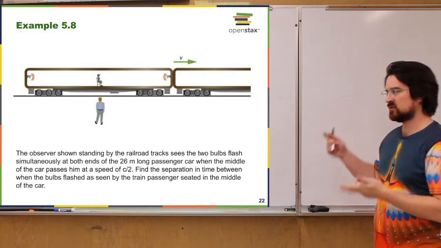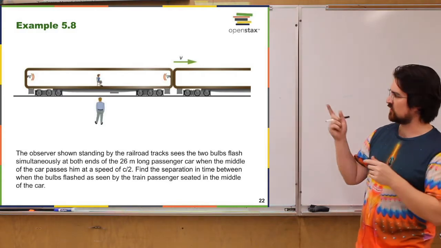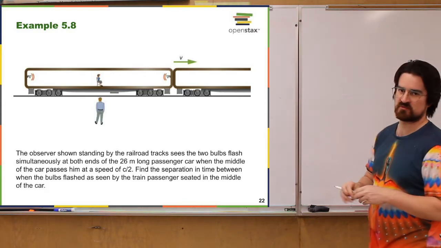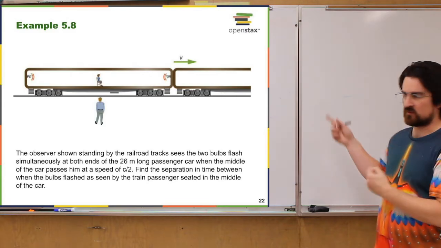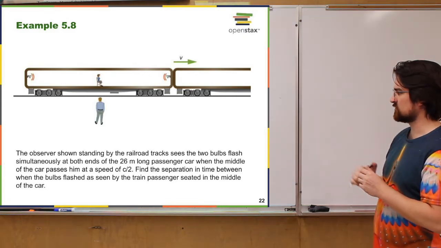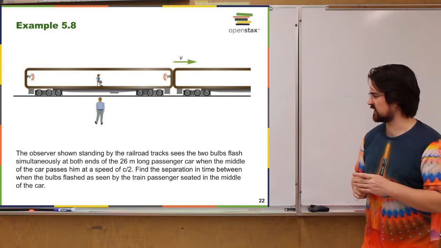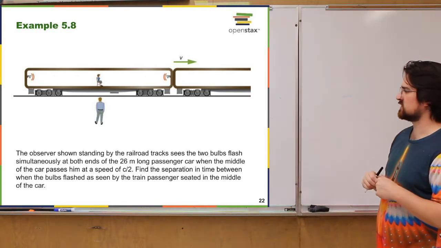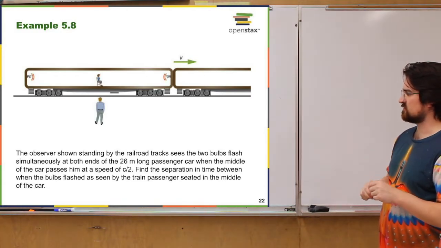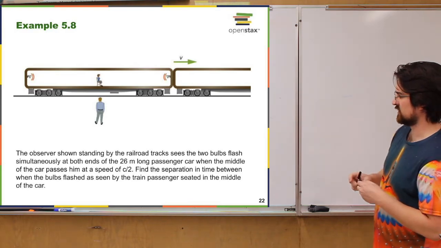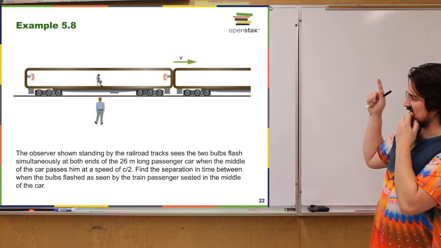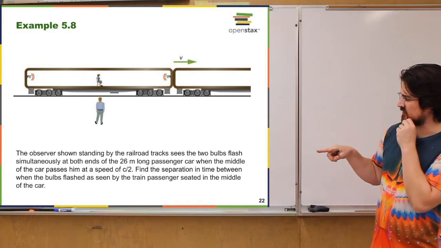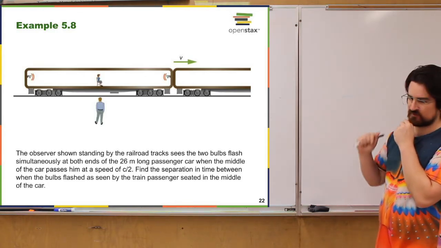It's actually going back to the earlier setup where there's an observer watching a train zoom by and some light flashes. So now we're going to put some numbers to that situation because we can now transform between these two reference frames. An observer is shown standing by the railroad tracks, and sees two light bulb flashes simultaneously. So they see the light at the same time at both ends of a 26-meter long passenger car, when the middle of the car passes him at half the speed of light. Find the separation in time between when the bulbs flash as seen by the train passenger who's seated right in the middle of the train.